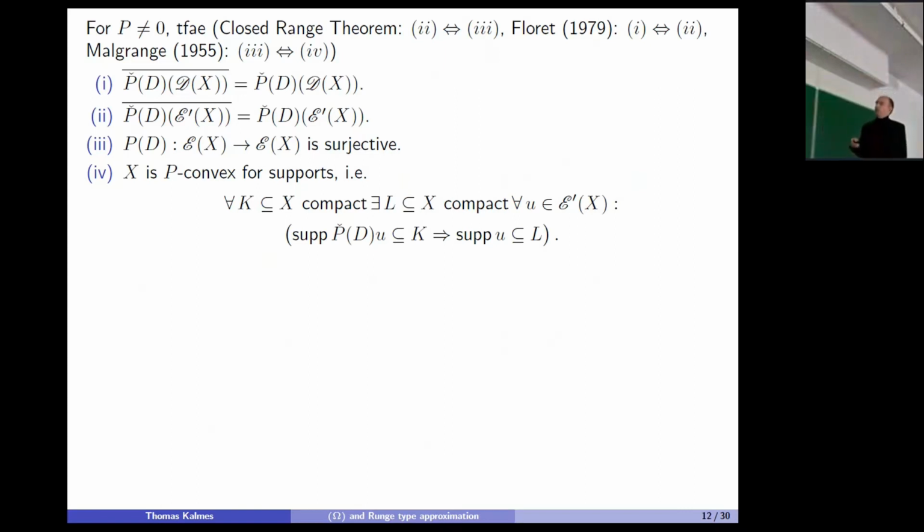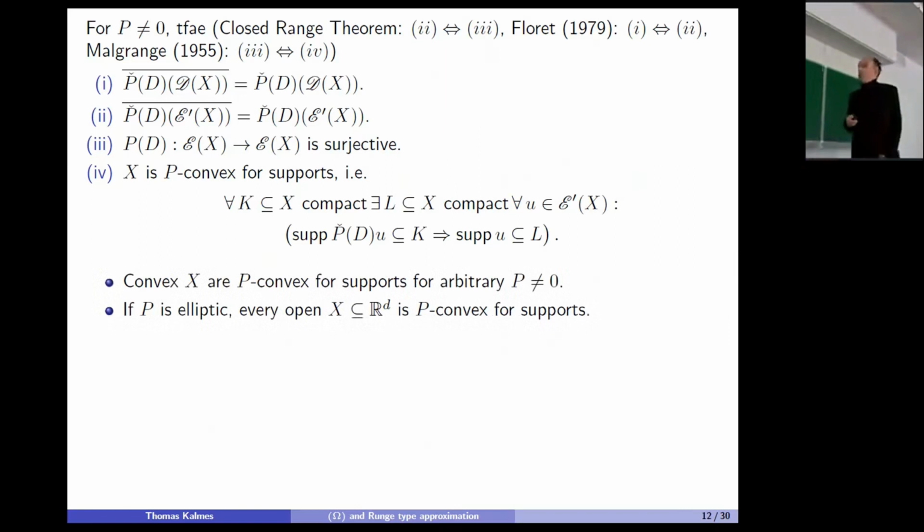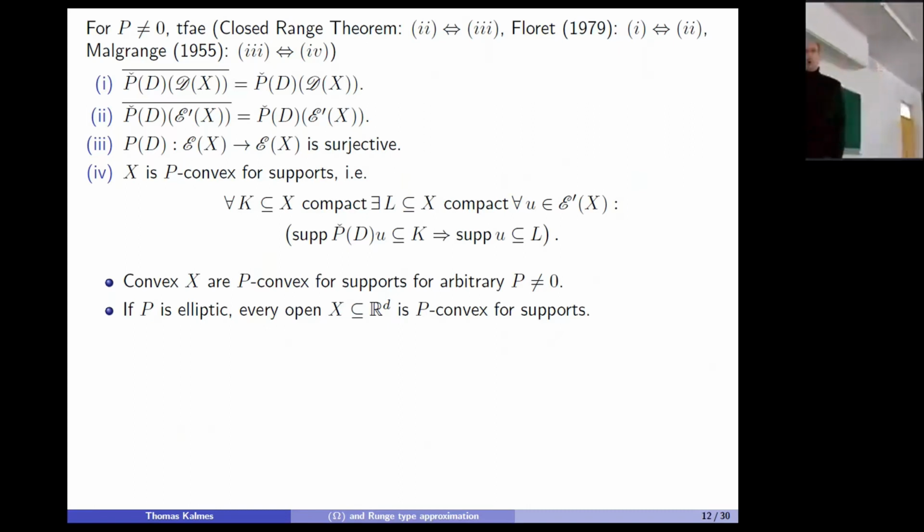The reason why this property is called p-convexity for supports is that, due to the theorem of supports, one can show that every convex set X is p-convex for supports for an arbitrary non-zero polynomial, and that this property has some permanence properties like convex sets. So arbitrary intersections, or the interior of arbitrary intersections, will be p-convex for supports again. Okay, so convex sets are the good ones, and also elliptic operators are the good ones, because for an elliptic operator, every open subset is p-convex for supports.